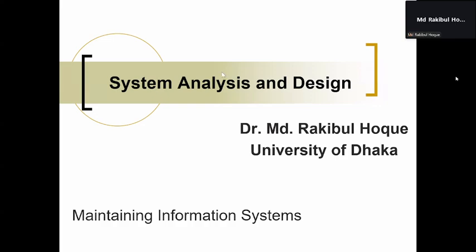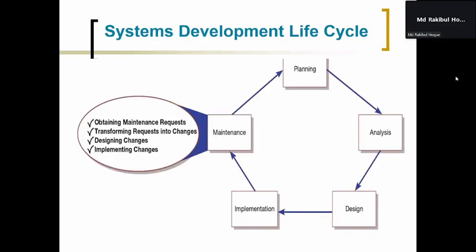Okay, the last step of SDLC, or system development life cycle, is maintaining the information system. Actually, maintaining this is not mandatory, it is optional. If you need maintenance services in any system, then we can go for maintenance. So we started the SDLC with planning. After planning, we go for analysis. We have also finished the analysis phase.